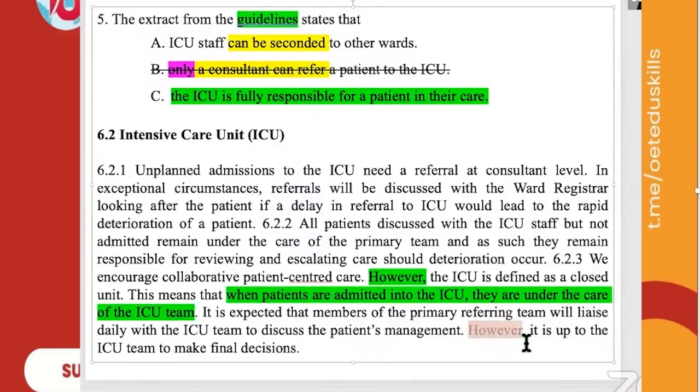Again, there is a contrast word if you want to confirm it again. It is up to the ICU team to make final decision. Fully responsible. Both sentences mean that. There are two contrast words, both mean the same. So what happens? You can just scan through, immediately glance through and find out the contrast word. If there is a contrast word, always the answer will be after the contrast word. That's why we call this contrast word based questions.